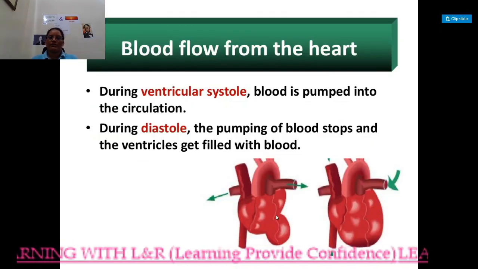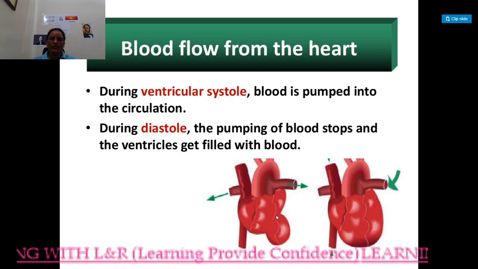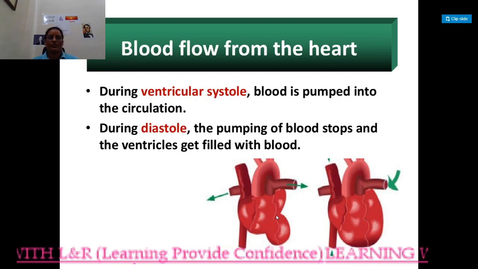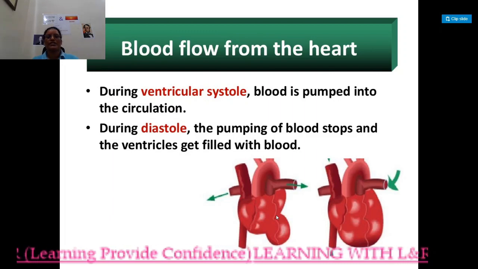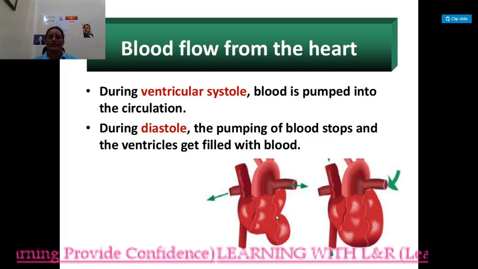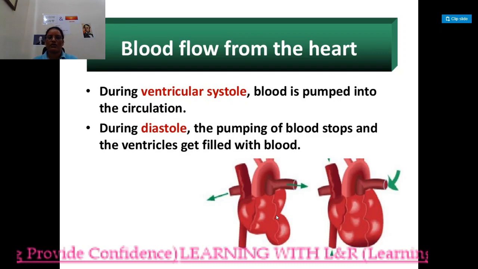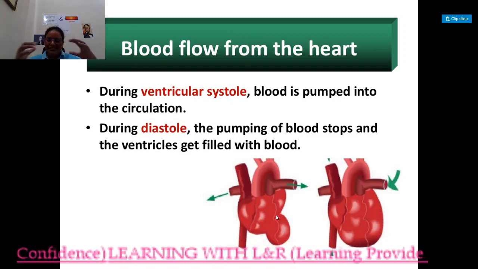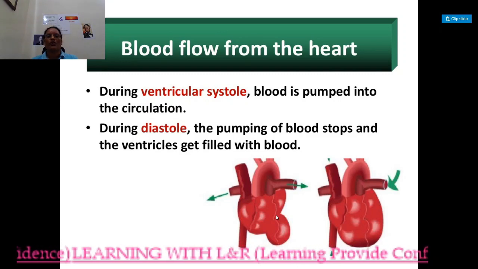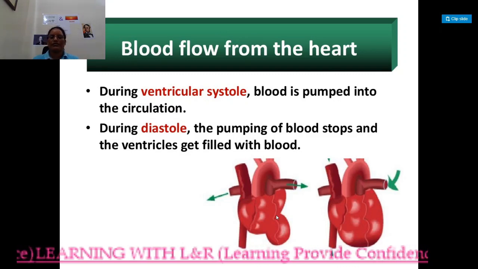Then blood flow from the heart. There are two phases of flow, systole and diastole. What is systole? During ventricular systole, blood is pumped into the circulation. When the blood goes into the circulation, that is systole. And diastole is when the heart receives blood from the body.